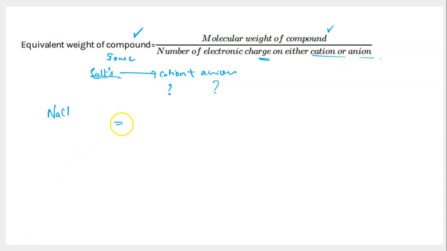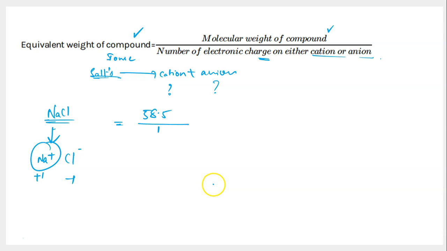In the numerator we take the molar mass of the compound, which is 58.5, divided by... NaCl on ionization leads to the formation of Na⁺ and Cl⁻, which means the total cationic charge is +1 and the total anionic charge is -1. You can choose to take either of them. I am taking +1. So 58.5 divided by 1 is equal to 58.5. This is the gram equivalent mass of NaCl.